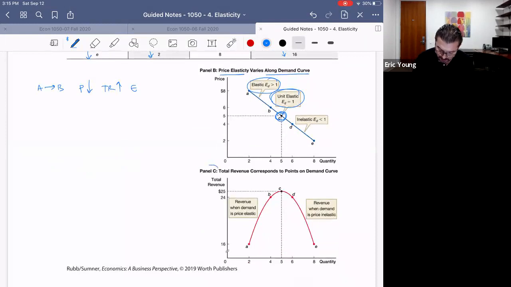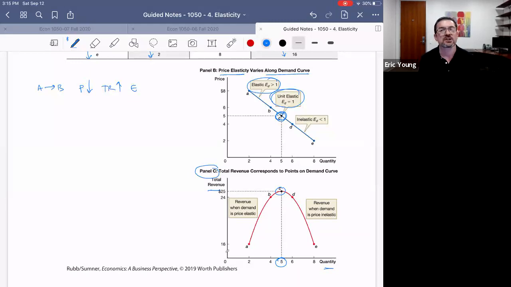Down here in panel C, this red graph is plotting total revenue against quantity. And you can see that at a quantity of 5 sold, total revenue is maximized. For those of you who've had some business calc and understand first order derivatives, this will make some sense to you. If you haven't had it, that's okay too. You don't need it, but I wanted to make that reference.